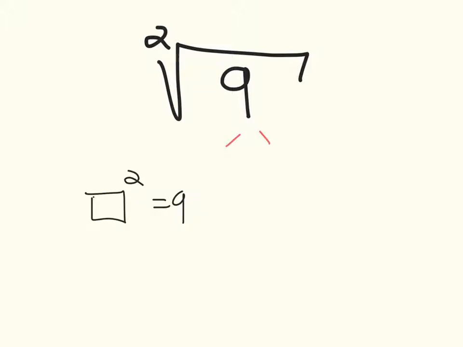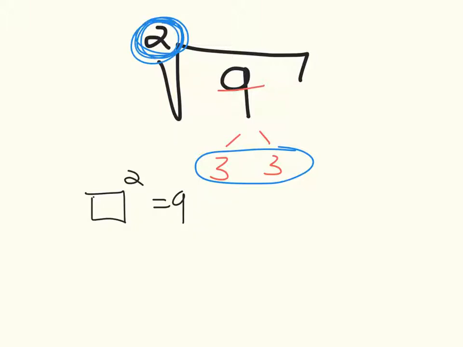So let's see, anything that goes into 9, 3. 3 goes into 9. 9 divided by 3 is 3. And look at that. Look here. I've got 2 matching numbers. 2 matching numbers means one of those 3's times itself will equal 9. I can go ahead and pull out a 3 to get my answer.